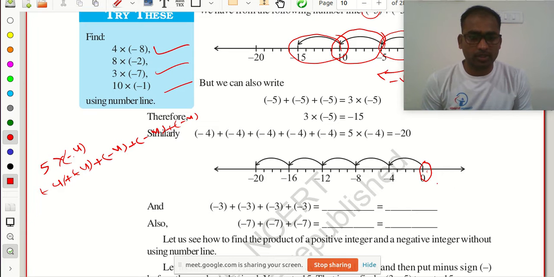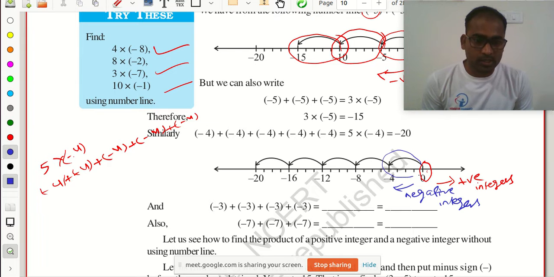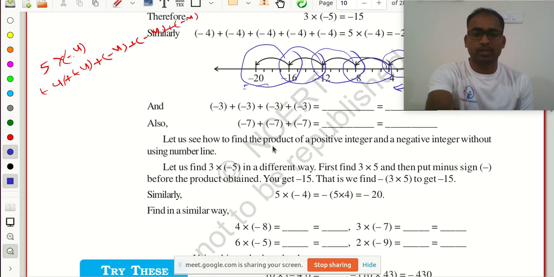So this is our 0 here. The right side will be the positive integers. The left side will be the negative integers. Next, see here. How many times do I need to add this minus 4? Five times. So this is the first time, second time, third time, fourth time, and fifth time. Where did I stop? I stopped at minus 20.